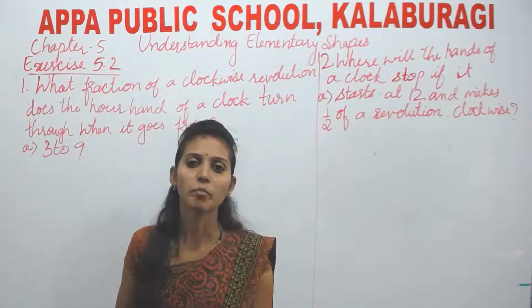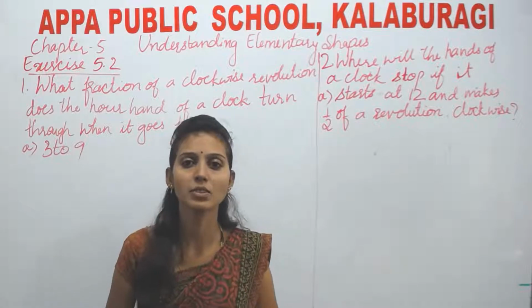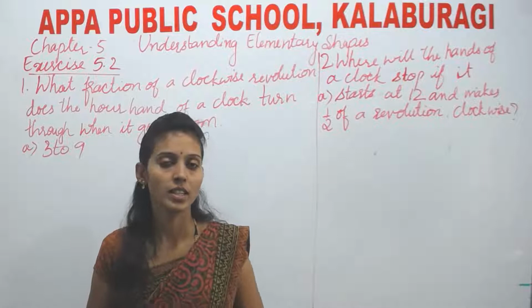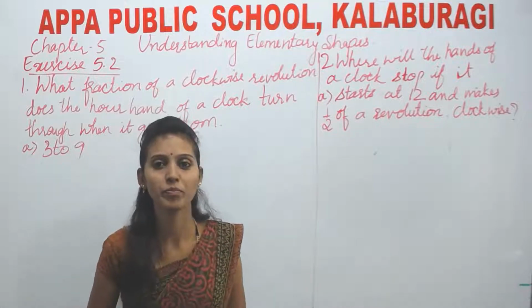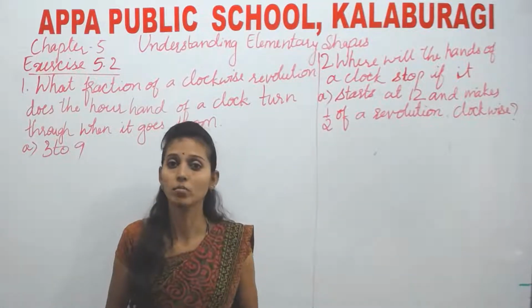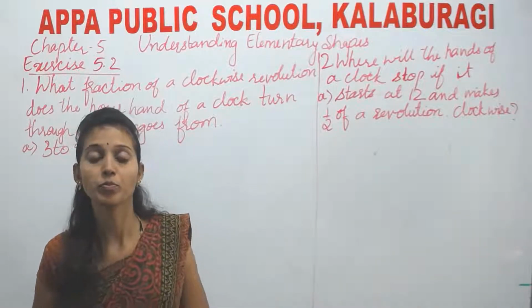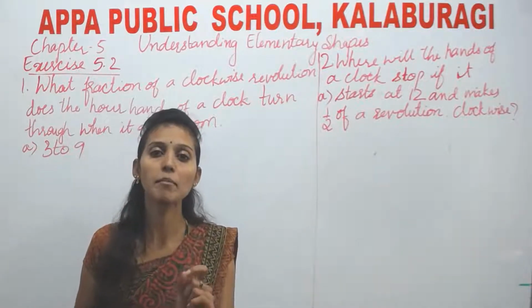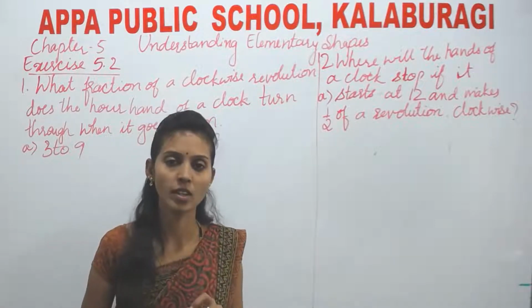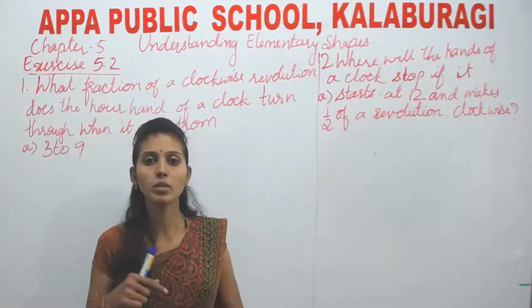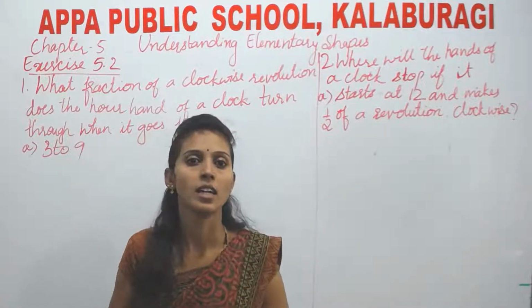In the last clippings, we have completed exercise 5.1, isn't it? Fifth chapter explanation over, 5.1 exercise over. Then what is the next step? Obviously, next exercise, isn't it? Exercise 5.2. This exercise is completely based on revolution. What is meant by revolution? Revolution is nothing but moving an object in a circular motion, right?